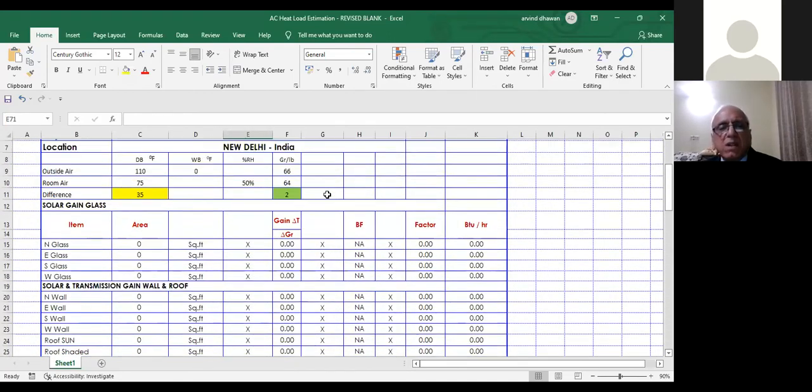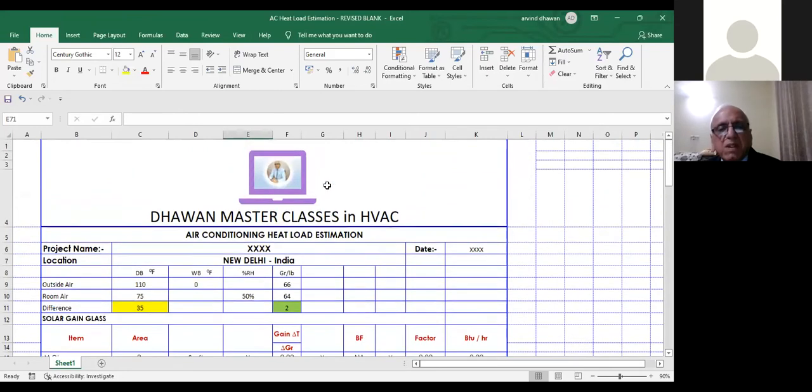Yes. There's one beautiful question by Mr. Azad Haider. He has asked, what is the impact of latitude on heat load? Okay. It does. If you refer to the Asia data sheet, latitude has a very big impact on the heat load. Now, if a location is near the equator, it's going to be different.